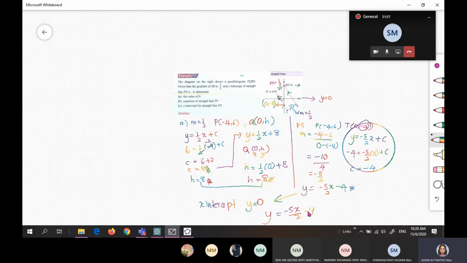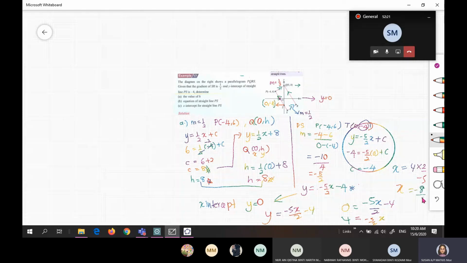So what is the value of y now? y will be equal to 0. So 0 equals negative 5x over 2 minus 4. Negative 5x over 2 equals 4. So x is equivalent to 4 times 2 over negative 5. This actually gives you negative 8 over 5. Okay, so that's it.